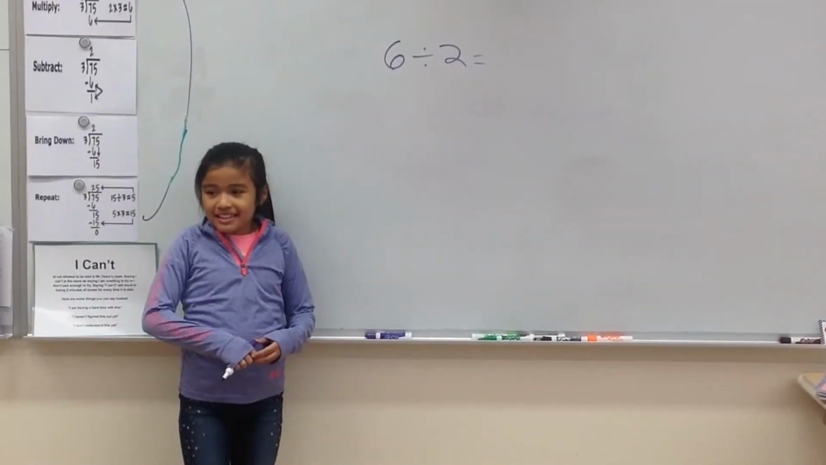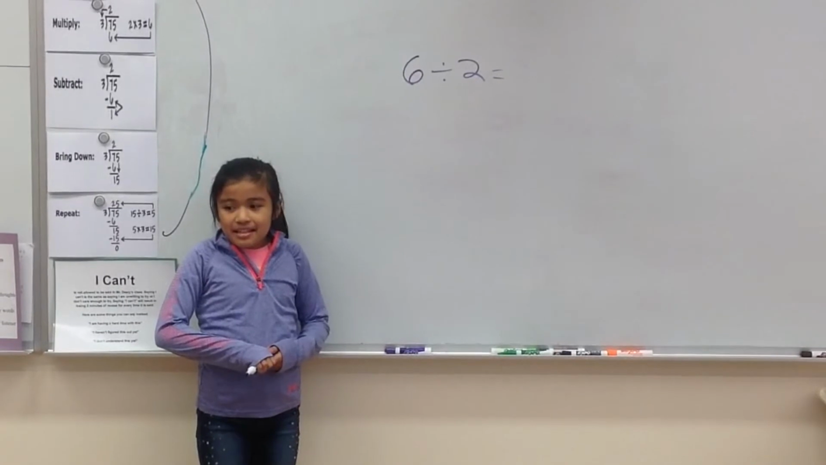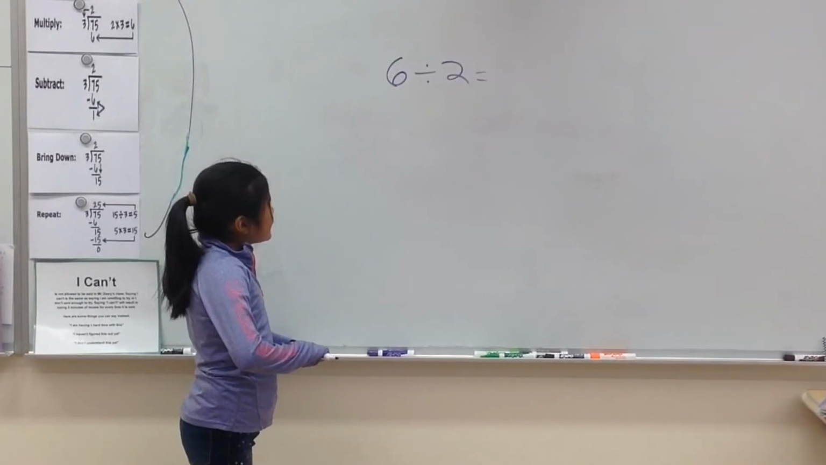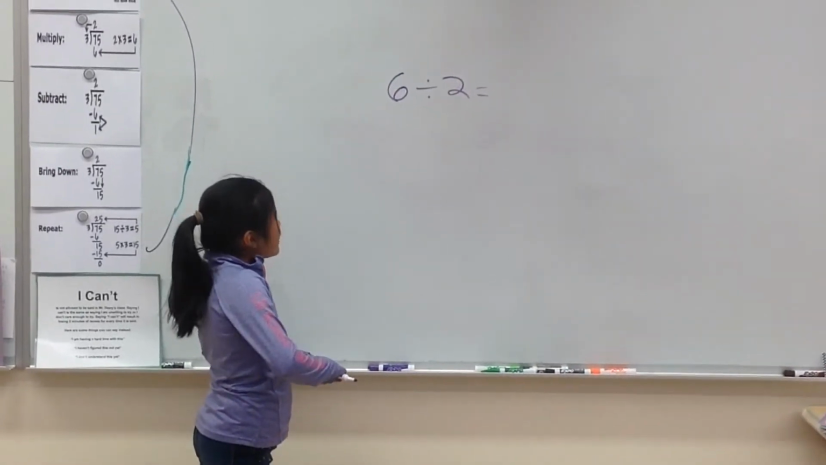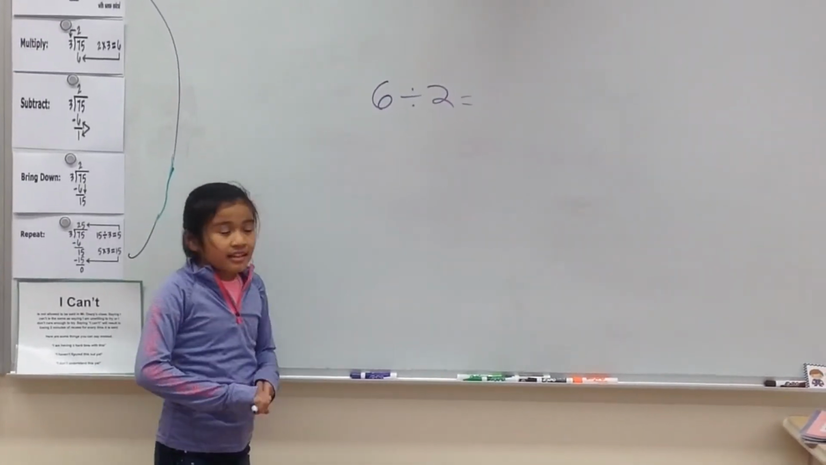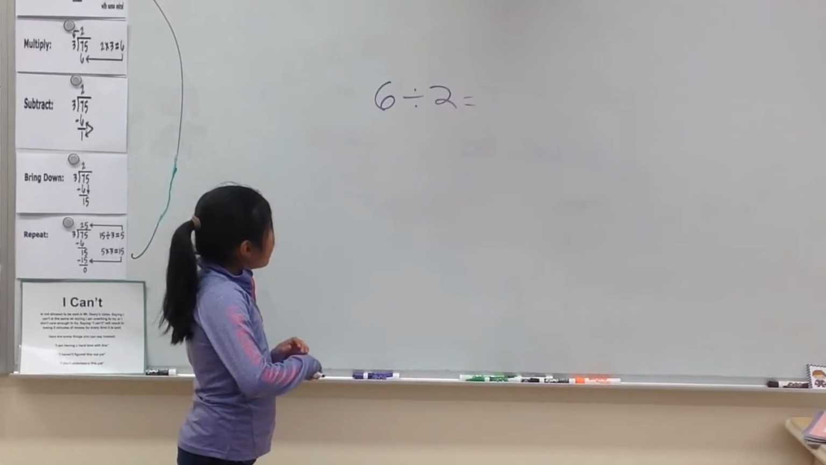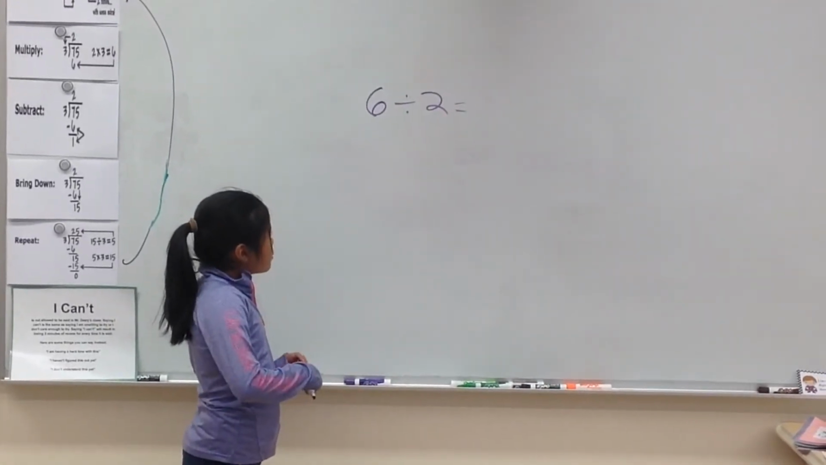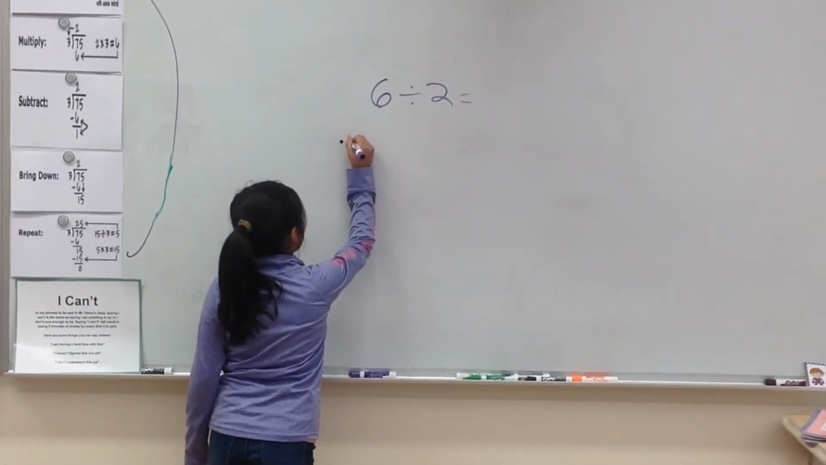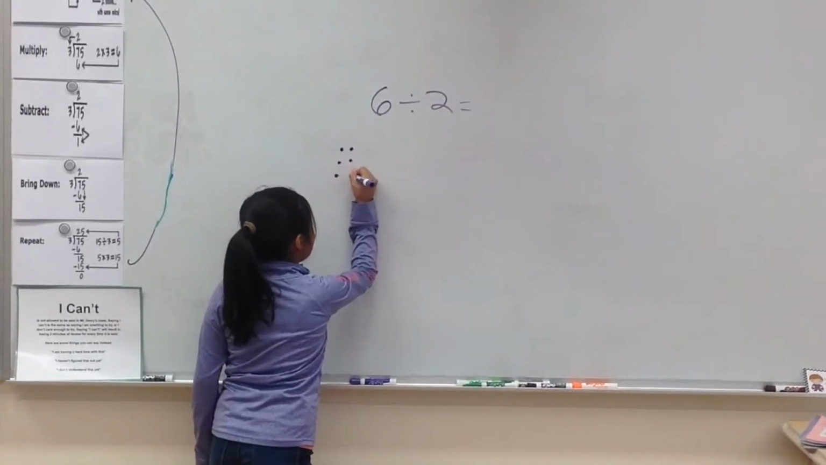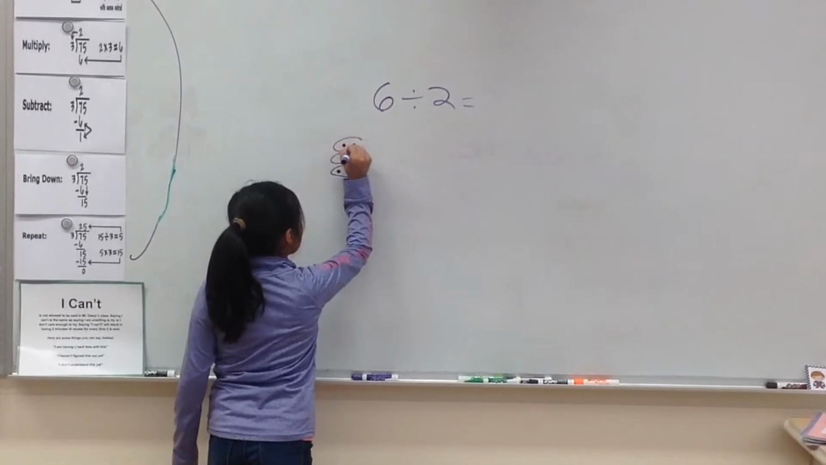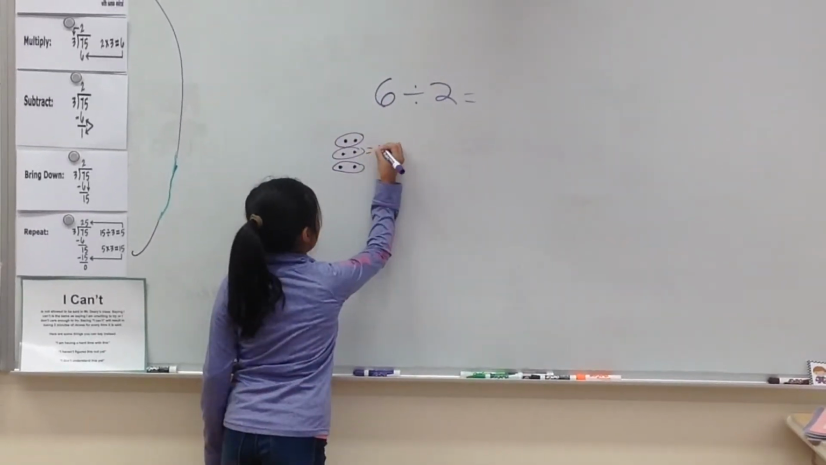Thanks. When we start division, we solve some small problems. I have 6 divided by 2 equals an answer. So let me show you some strategy that you can use to solve it. So you can do 6 dots and put them into groups. That shows me I have 3.